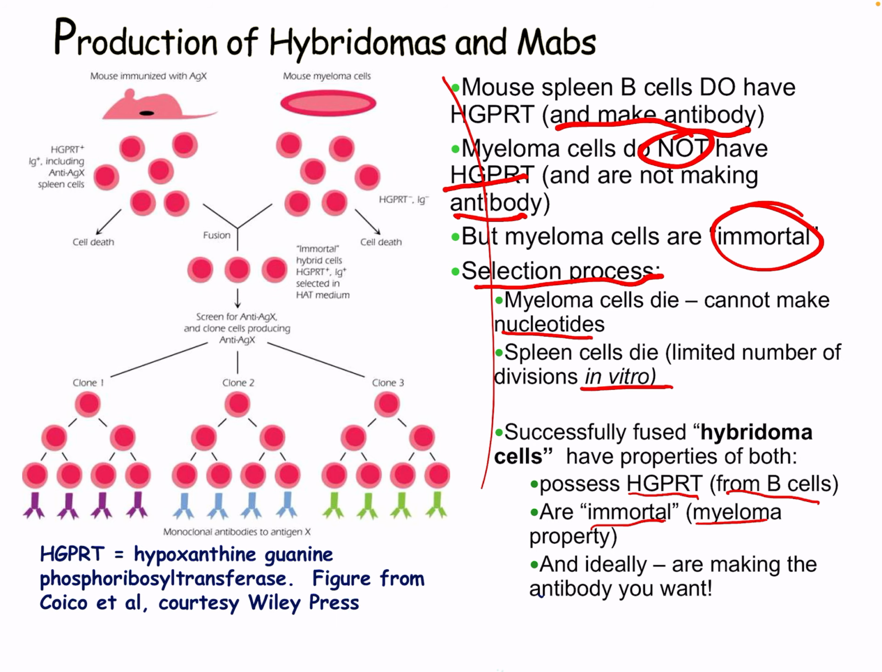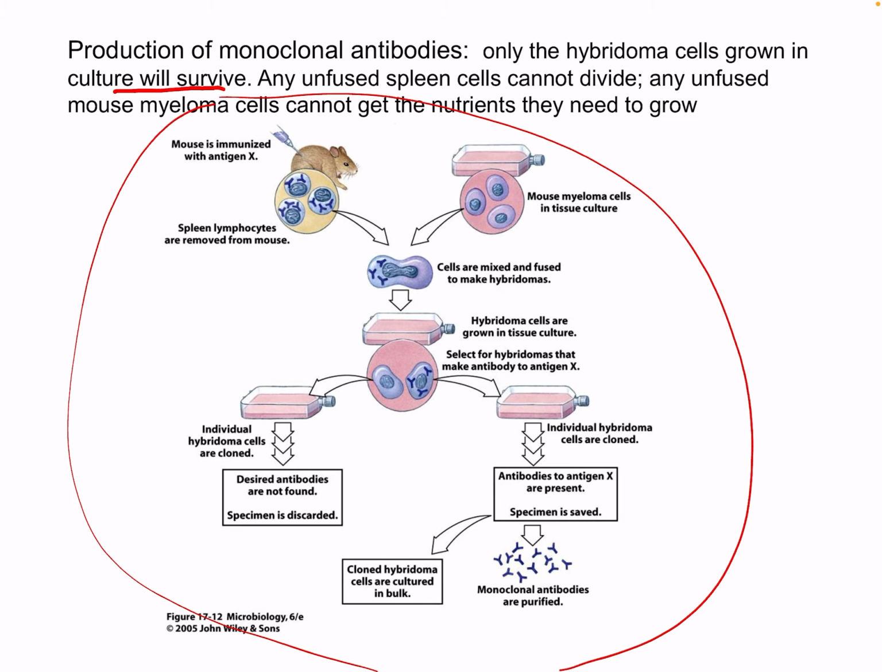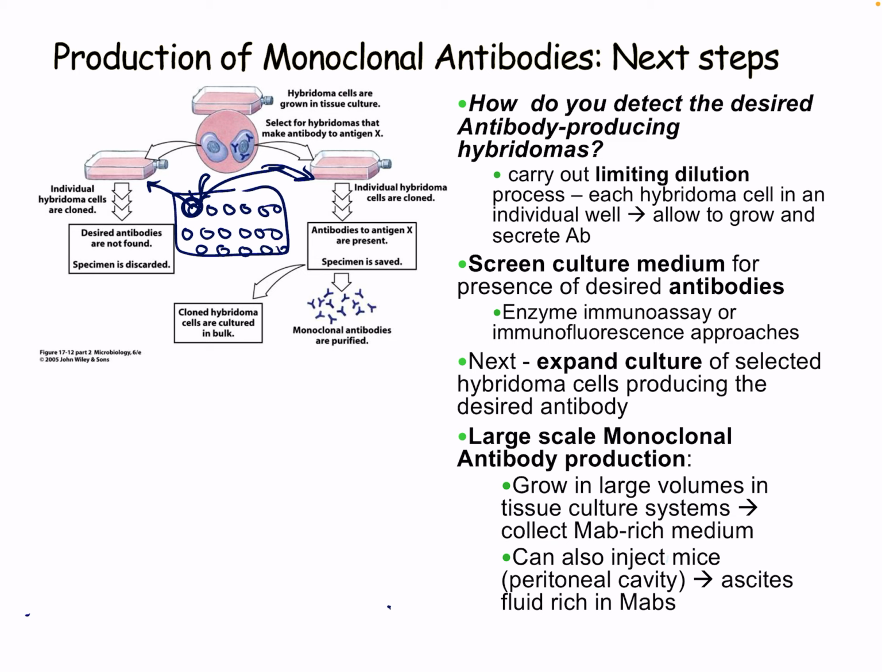Again, this can be summarized in this figure here. For the production of monoclonal antibodies, only the hybridoma cells grown in culture will survive, like we said. Any unfused spleen cells cannot divide, and any unfused mouse myeloma cells cannot get the nutrients they need to grow. So again, here's a huge summary figure that essentially describes the whole process. We already went through this, but I recommend taking a look again.